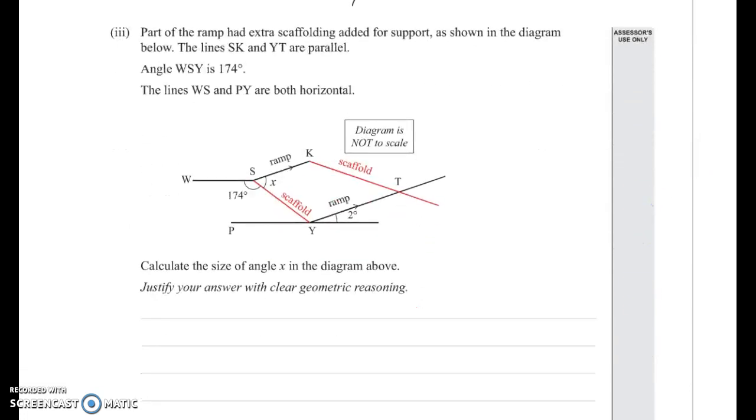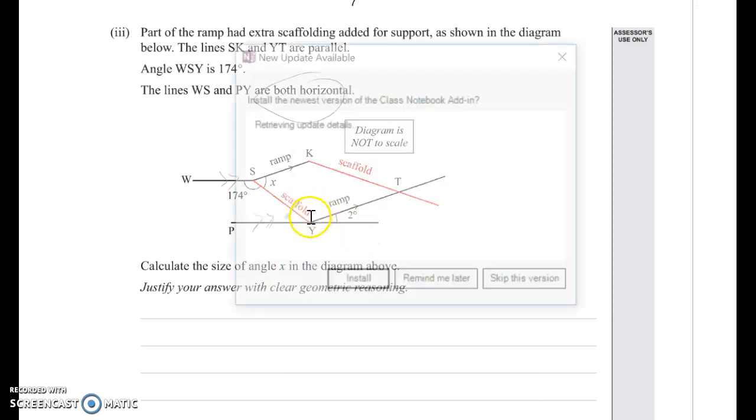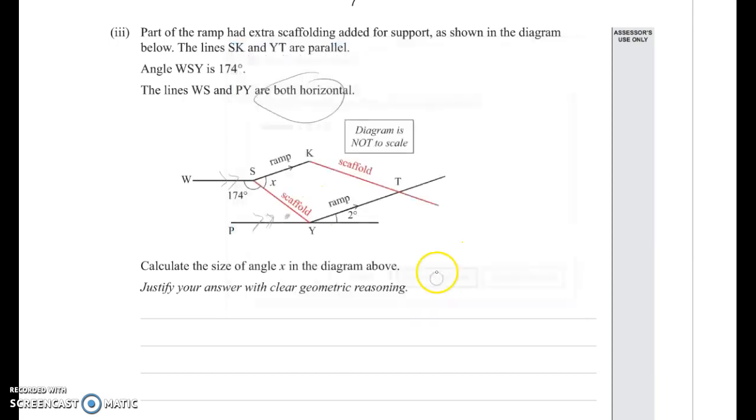Part 3. Have a little read and then try as much as you like and then come back to it. So we've got our scaffolding. Okay, so they've actually put in SK and YT being parallel. They haven't put in WS and PY parallel. They're both horizontal. So if they're both horizontal, then they are parallel to each other. I'm putting a double one on because I've already got the single one there. Now, if those two are parallel, that means I could find that angle out. If I knew that angle, and I've got that angle over there, I could work out that middle one over there, and once I've got that, I can work out there.